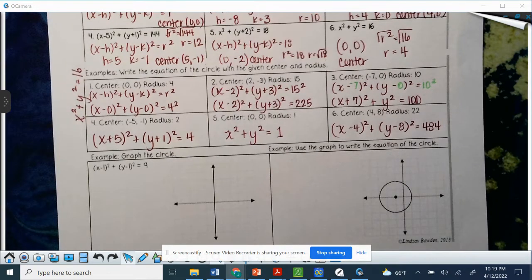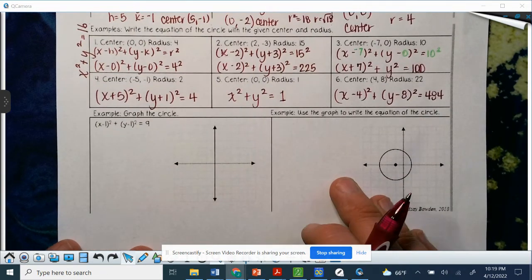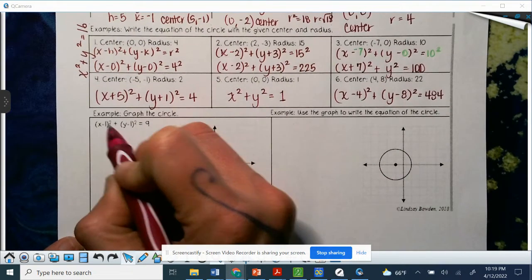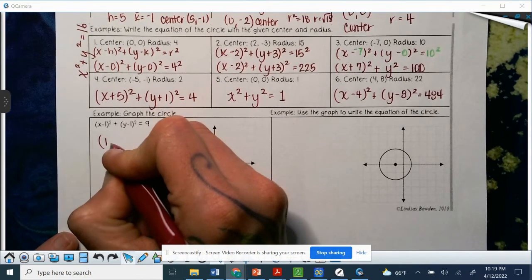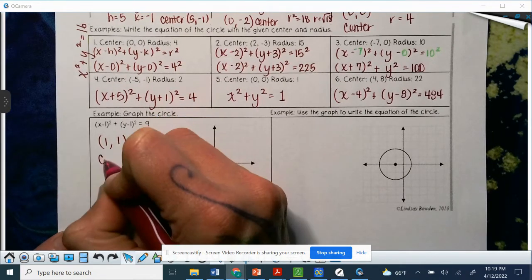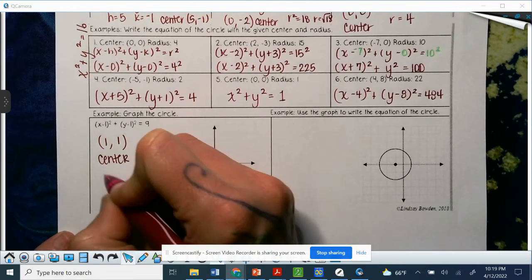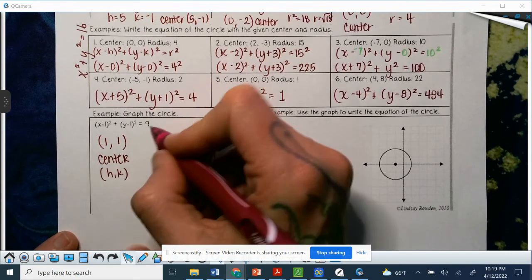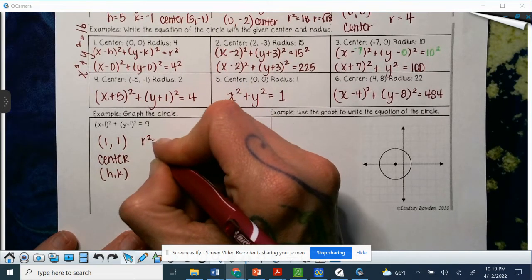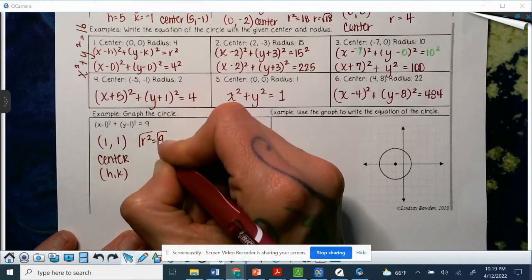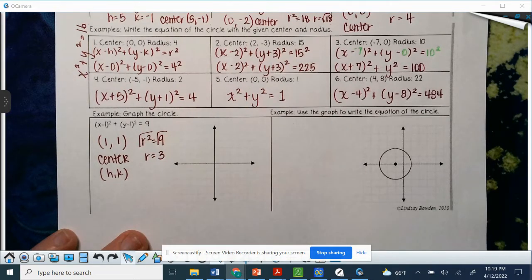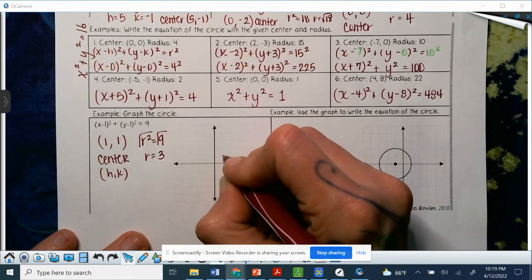Now, taking the same skill and putting it on a graph. So I have minus 1, which means we know h is 1 and k is 1. So that's my center, because remember, hk is center. And then it says equal 9, and that's radius squared equals 9. So we're going to square root it. Radius is going to equal 3. So we're going to go over here and go to 1, 1.